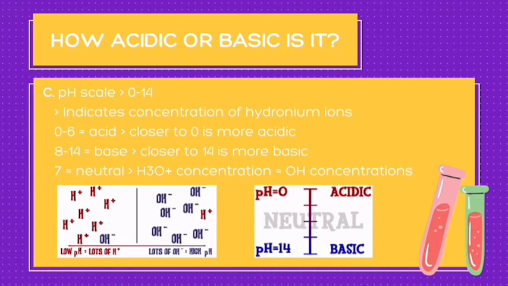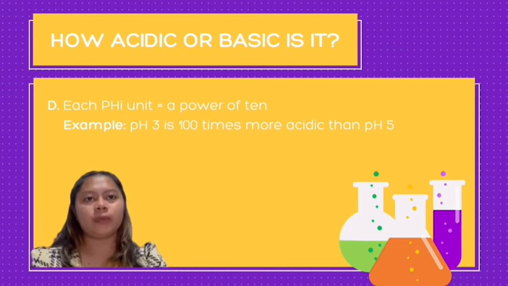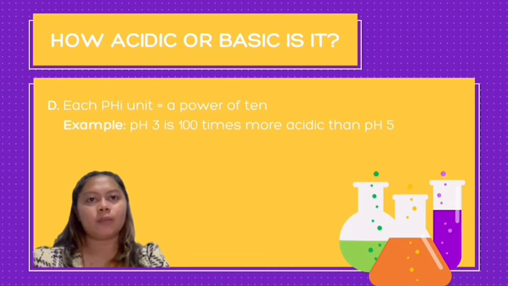To determine whether a substance is an acid or a base, before and after the reaction, count the hydrogens on each substance. If the number of hydrogens decreases, the substance is the acid, which donates ions of hydrogen. If the number of hydrogens has increased, the substance is the base, which accepts ions of hydrogen. How acidic or basic is it? Each pH unit is equal to a power of 10. Example, pH 3 is 100 times more acidic than pH 5.